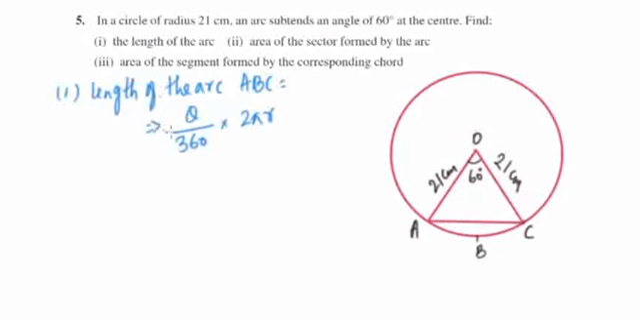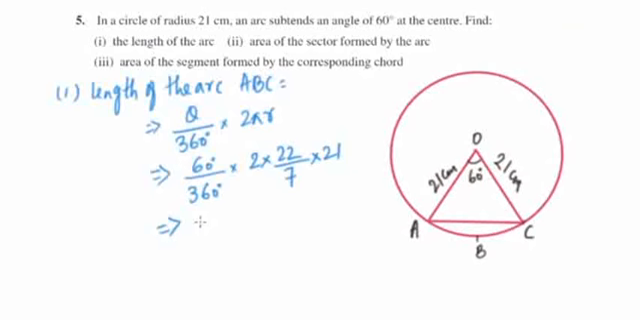In the first part, we have to find the length of the arc ABC, and we know the formula, that is theta divided by 360 degrees multiplied by 2 pi r, and we know the angle, that is 60 degrees. So it is basically 60 degrees divided by 360 degrees multiplied by 2 into 22 divided by 7, and the radius is 21 centimeter. On solving this, we will get the length of the arc ABC as 22 centimeter.